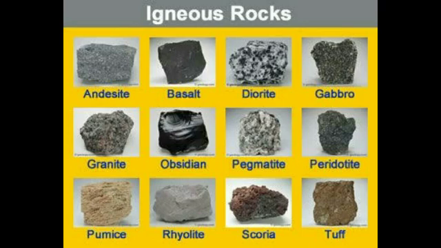Igneous rocks are of two types. What are they? They are intrusive igneous rocks and extrusive igneous rocks. What is the other name for igneous rocks? They are called primary rocks.